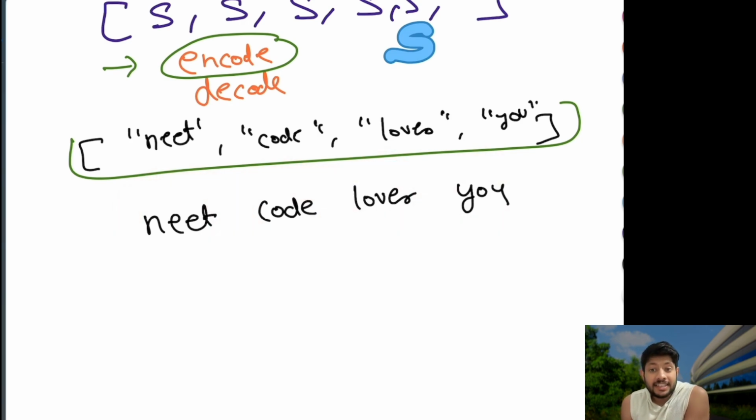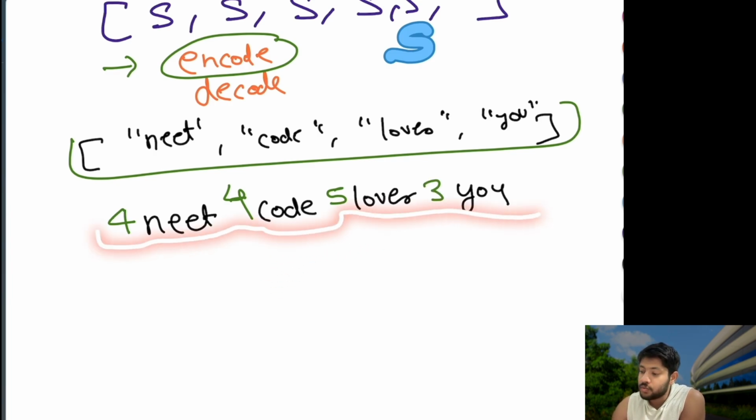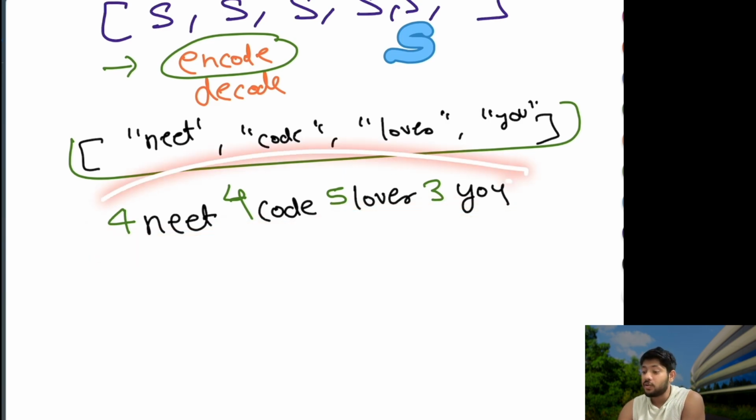One of the things is length, right? Every string has a length. I can say the length of neat is 4. Let me put 4 before neat. Let me put 4 before code as well, because the length of code is 4. Let me put 5, that's the length of lover, and let me put 3 here. So our final string is actually going to be 4neat4code5lover3u. I can say, all right, this is my encoded data.